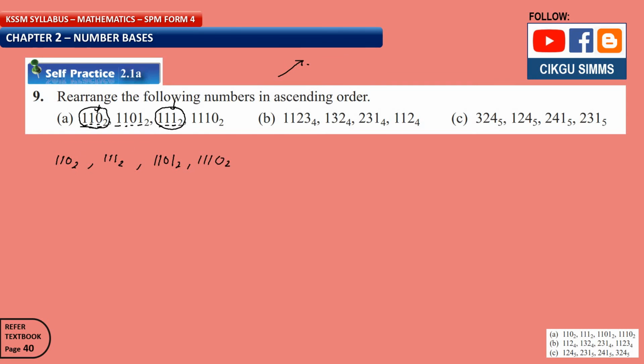Question B. Okay, so this 3 will be smaller because this has 4 digits. So 4 digits will be the biggest one. I put it at the last one. So we have 3 more. So 1 and 1, this 2 is smaller than 2. So 231 is the biggest among these 3. Okay, we compare the second one. 112 is smaller.